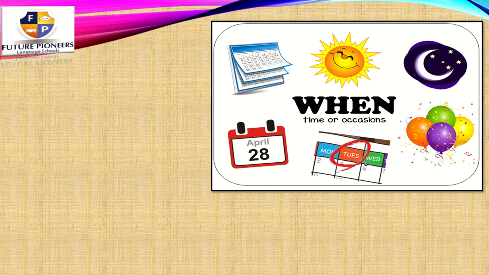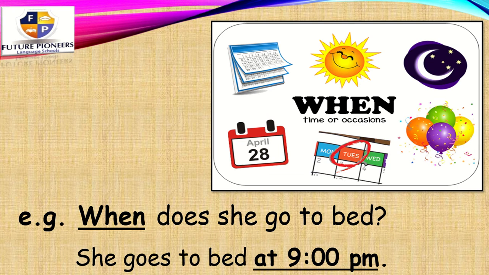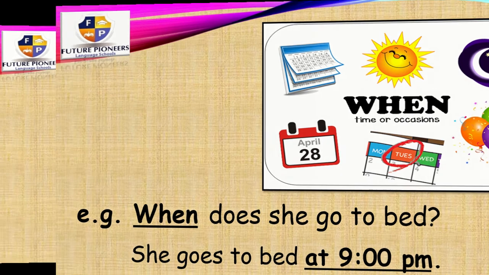When? It's always asking about time or occasions. When does she go to bed? She used to go to bed at 9 p.m. So here we are asking about time or occasion. Like when I ask you, when will be your birthday? So I'm asking about an occasion or an event, which is your birthday.